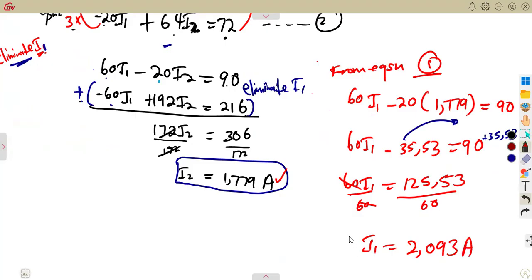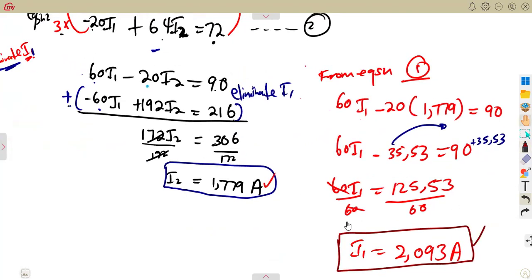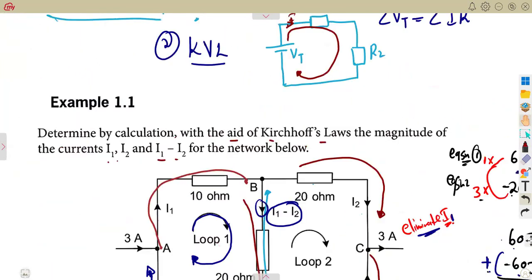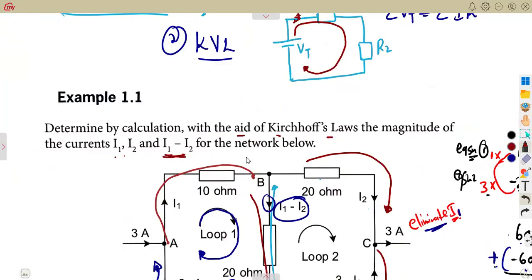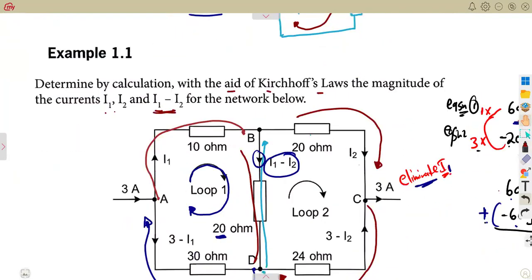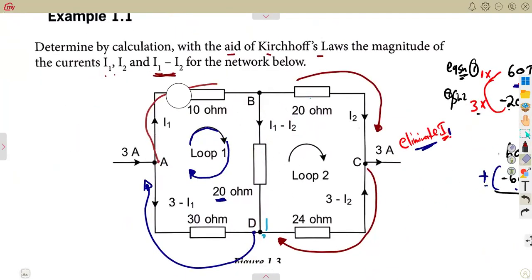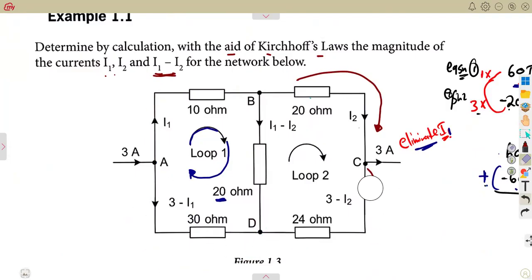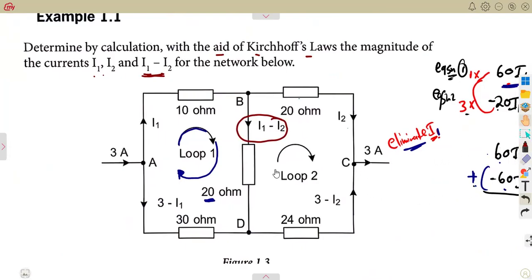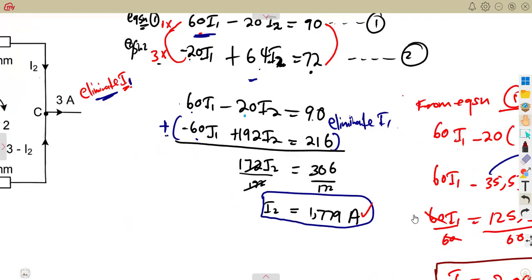So we have got current 1 and current 2. But the question was, we are supposed to determine also I1 minus I2, which is this part that we had in the middle of our circuit diagram. Remember here, that's where we have I1 minus I2. So we also need the value of I1 minus I2.